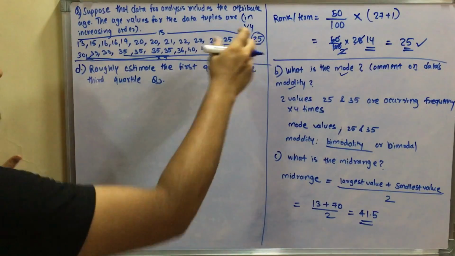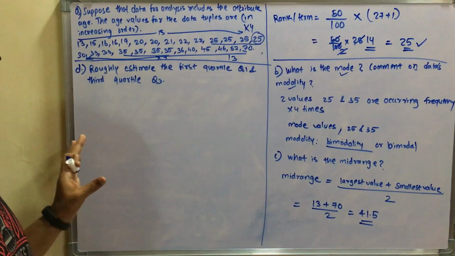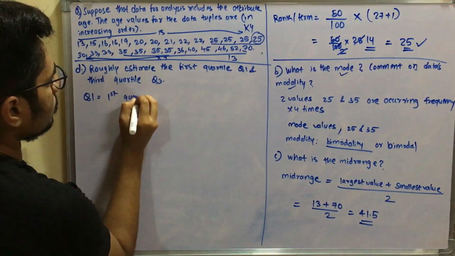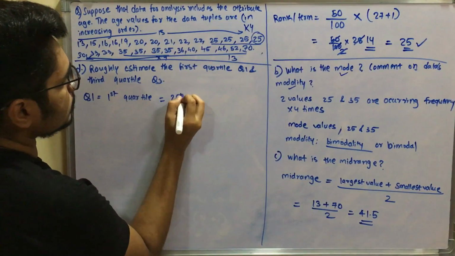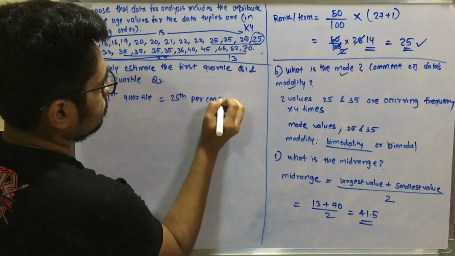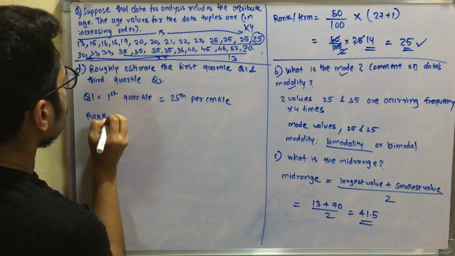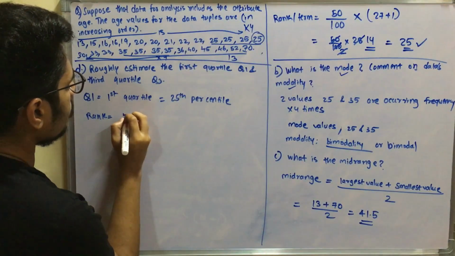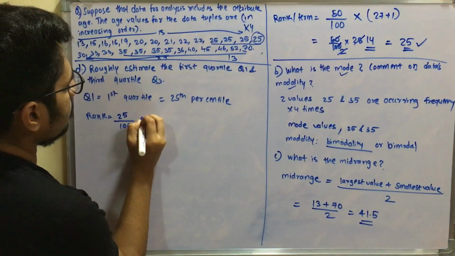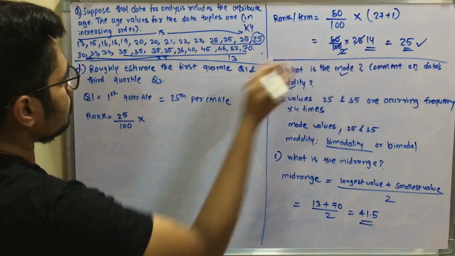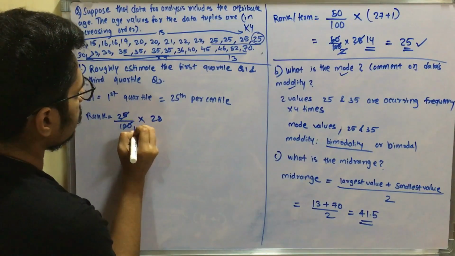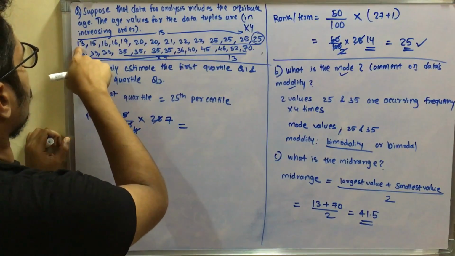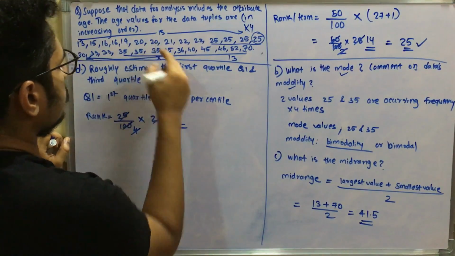It's very simple. Like we calculated the median, the 50th percentile, we'll calculate this also. Q1, the first quartile, is nothing but the 25th percentile of this data set. So we have the rank or term given by percentile divided by 100, and you apply it here. So 25 divided by 100 multiplied by 27 plus 1, that is 28, gives 7. So you have the 7th term as the first quartile. The 7th term in this data, counting 1 2 3 4 5 6 7, is 20.